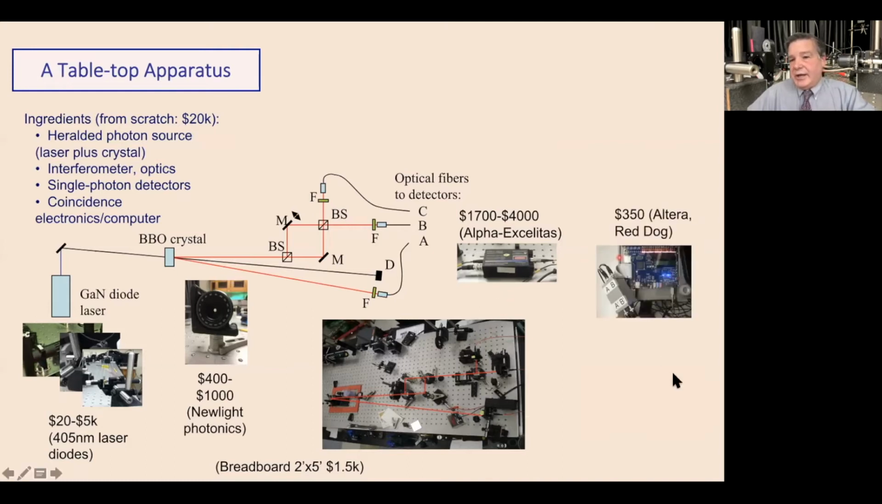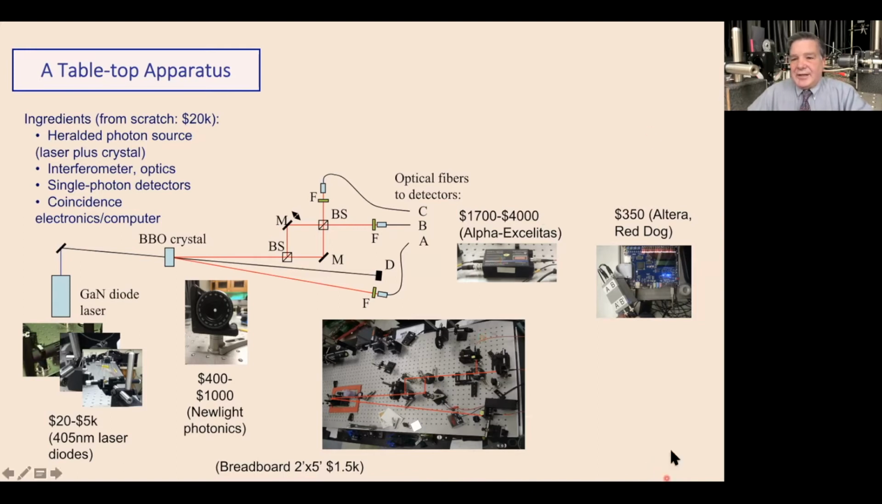We need to do something with the light. We create electrical pulses with the detectors. And then the other thing we need to do is to enforce the condition that we're dealing with pairs. The pairs are created at the same time. So to know that we are recording results that involve the pairs, we require that the electrical pulses arrive at the same time. So we need a circuit that detects what are called coincidences.